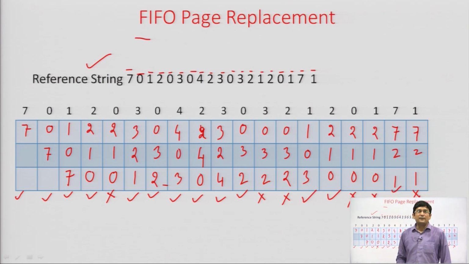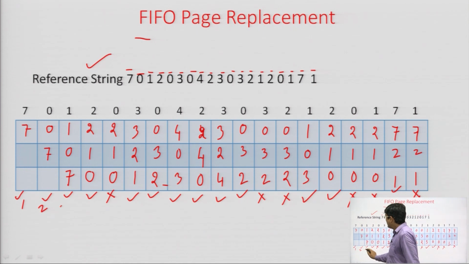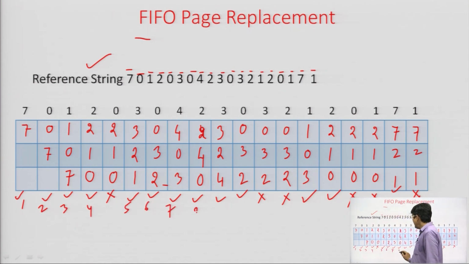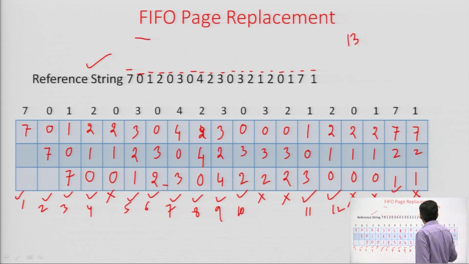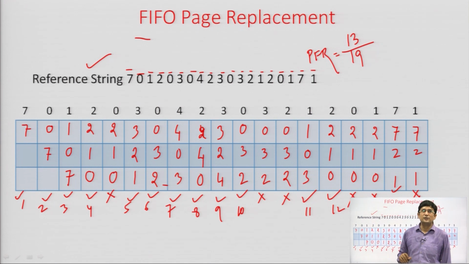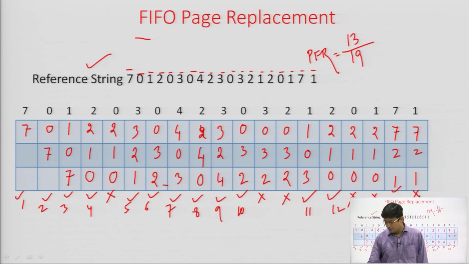So here you can see that there are a total of 13 page faults. And how many references were there? The total references were 19. So the page fault rate will be 13 by 19. So the page fault rate here is 13 by 19.